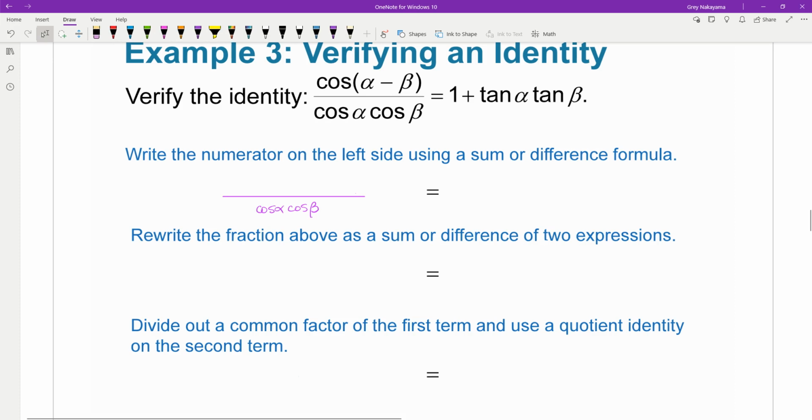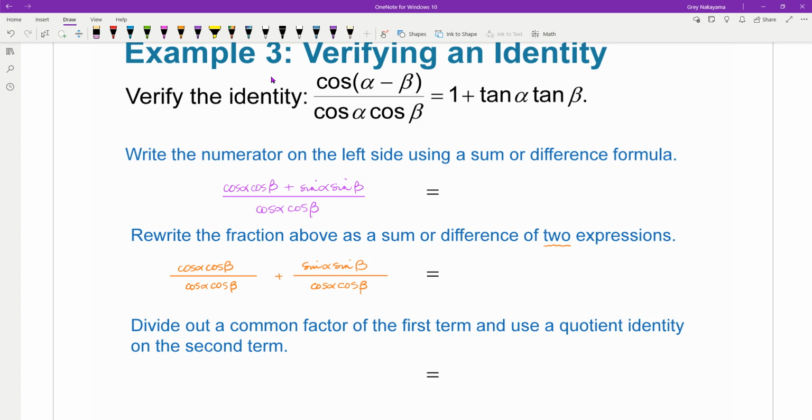I do have to use a sum or difference formula with cosine alpha minus beta. And that is cosine of the first, cosine of the second. When the trig functions are the same, I'm going to change the sign, so it's going to be plus, and then sine of the first, sine of the second. The alpha and the beta always in the same order. All right, rewrite the fraction above as a sum or difference of two expressions. So this is just breaking it up and writing each numerator over the denominator. That's the first one plus the second one.